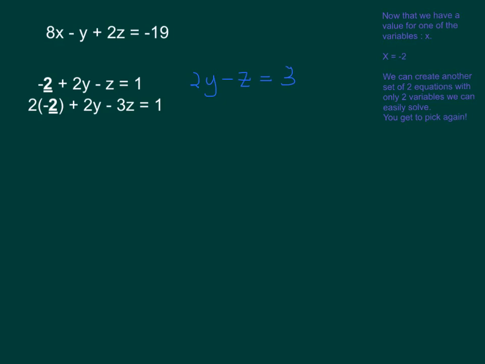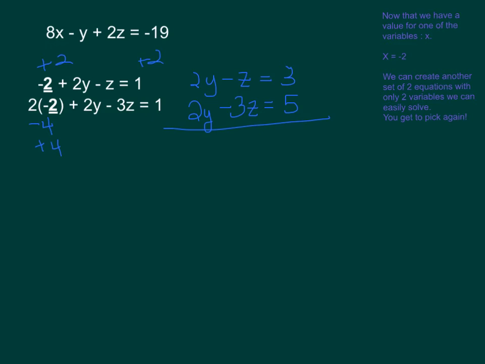And how did I get 3? Because I add 2 to both sides. In the bottom equation, this becomes -4. So I'm going to end up adding 4 to both sides. So this becomes 2y minus 3z equals 5. So there's my two equations.